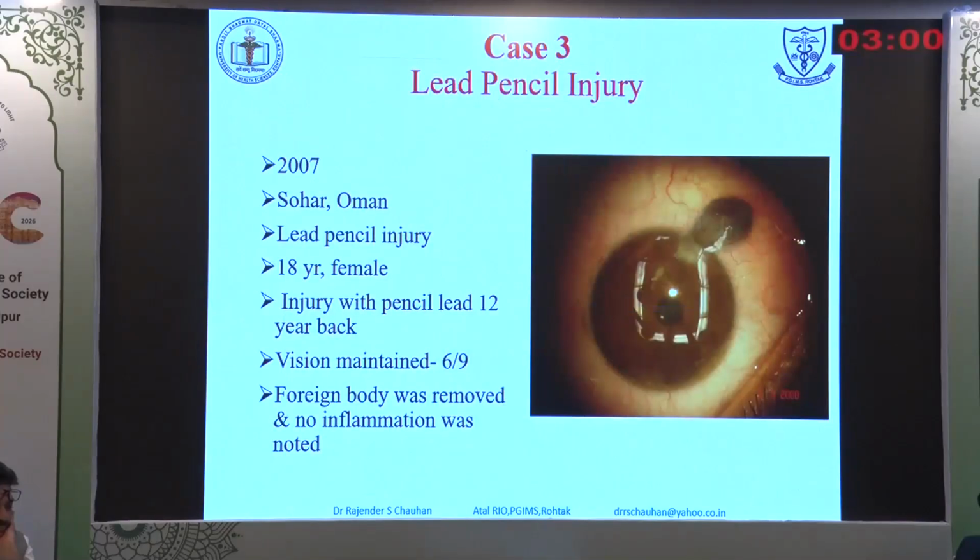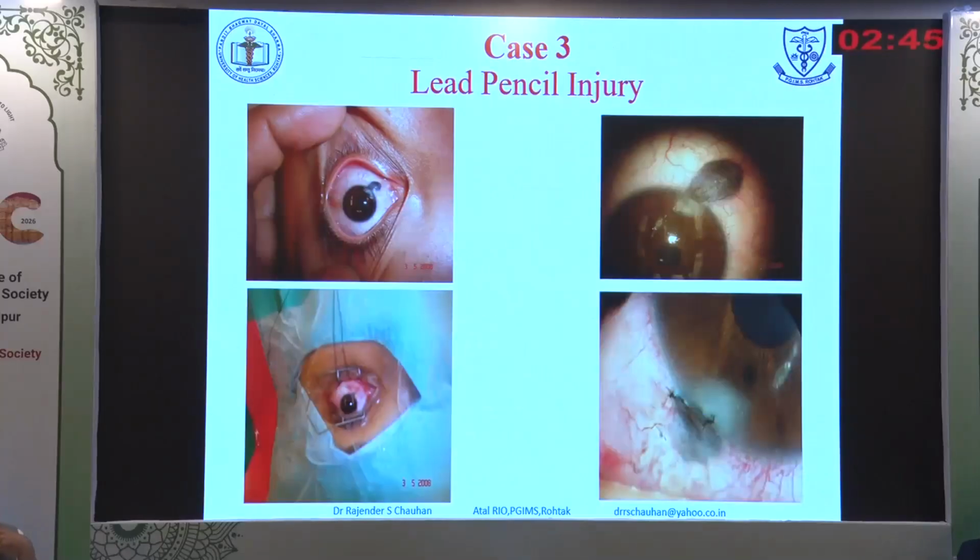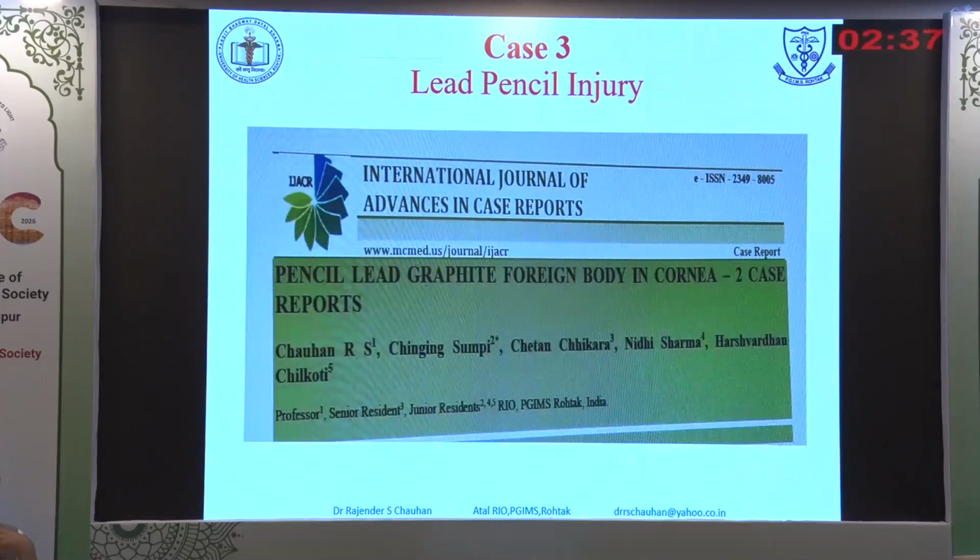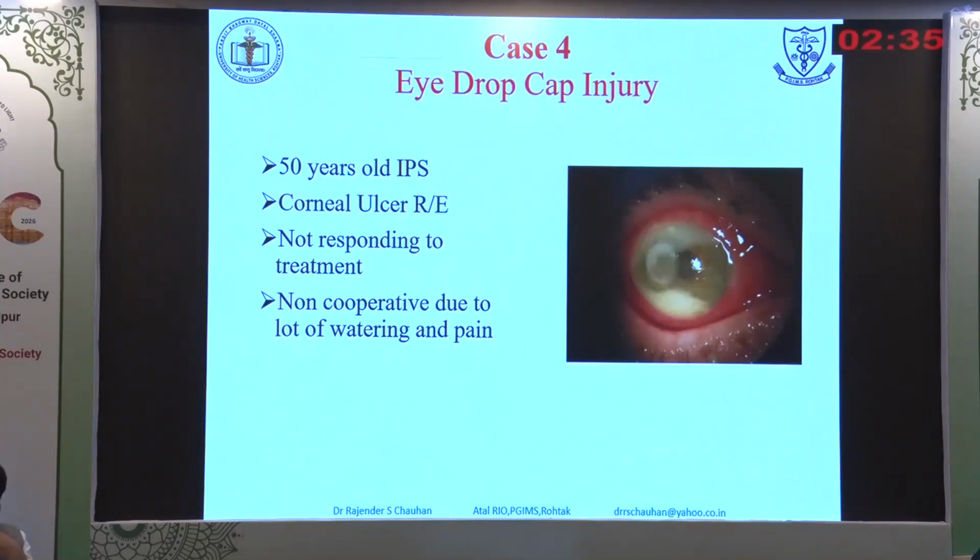And then the third case was a young 18-year-old female who had a pencil injury, and the pencil tip had been lying there for the last 18 years. It was removed because it didn't cause any problem except for astigmatism. So it was inert, and when it was removed, there was a leakage, and this leakage was treated and sutured, and ultimately the patient was well. This is another very interesting case.